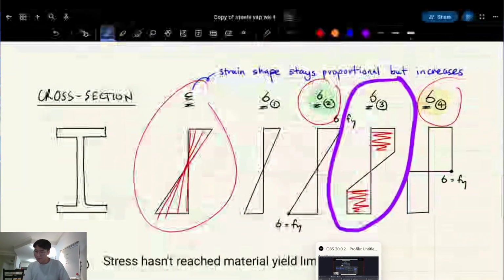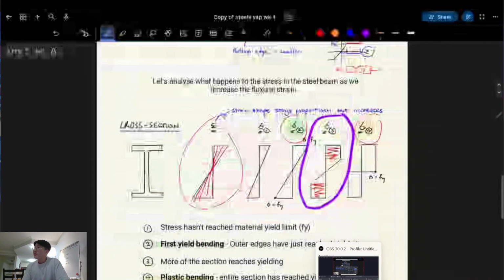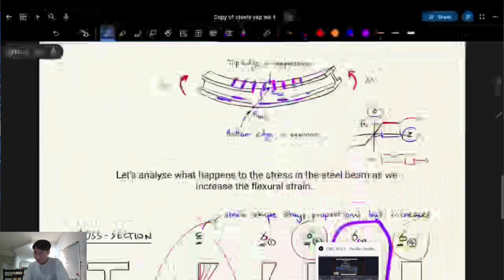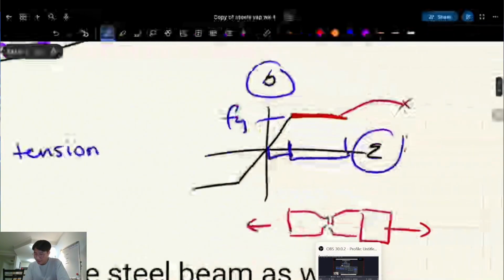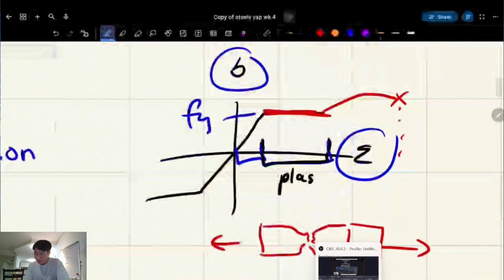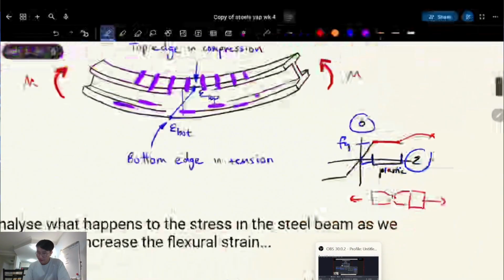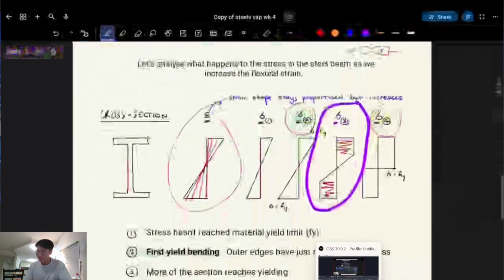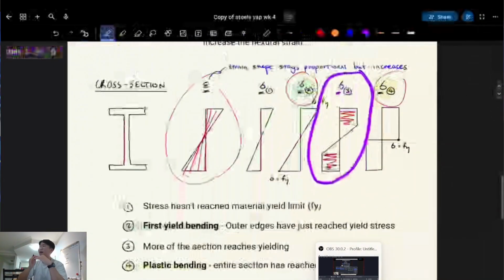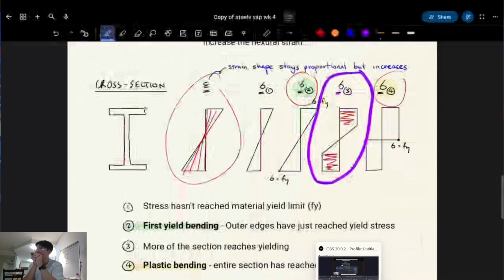Wait, what does it mean if something is plastic? What's the property of it being plastic? It's reached yielding, so this is the plastic region, right? But does that mean it's weaker? For this definition, plastic bending means the entire thing has to become plasticized. But what does plasticized mean? Is it weaker, or you can't use it anymore?